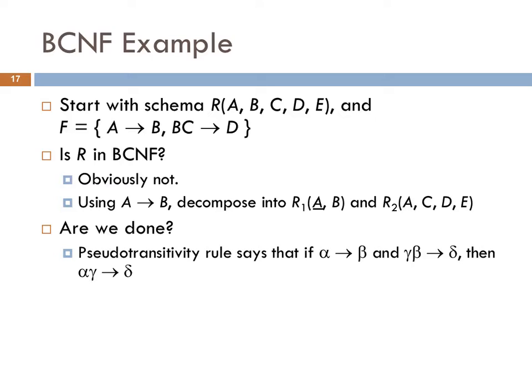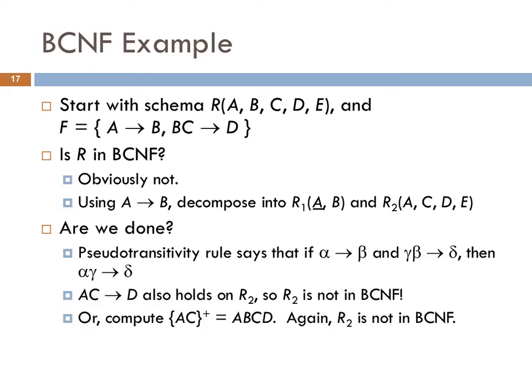Then alpha gamma functionally determines delta. So we can use that rule to say, okay, A functionally determines B, BC functionally determines D, so I know that AC functionally determines D as well. And so that means, notice ACD, and then we also have E, so I need to go ahead and factor out the schema again. Okay?